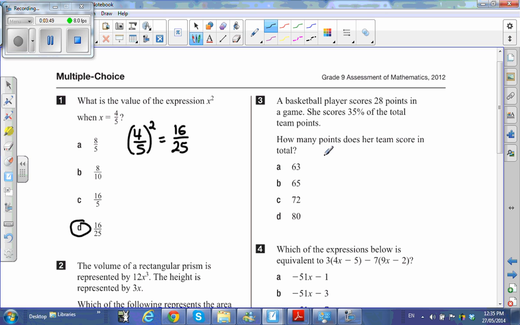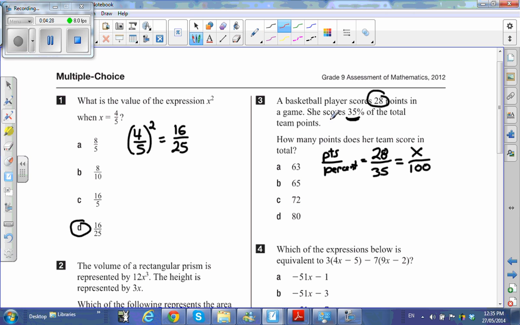So I might go with points and percent. So we know she scored 28 points, and that represented 35% of the points. And we're trying to find out what 100% of the points would be, and we'll put x here. Now notice this is pretty darn close to 33%, which is like a third. So if it was 33, we could basically just multiply this by 3. So I'm looking at this, 30 times 3 would be up around 90, a little bit less than 90. So I'm thinking probably D is the answer, but let's go ahead and calculate this.